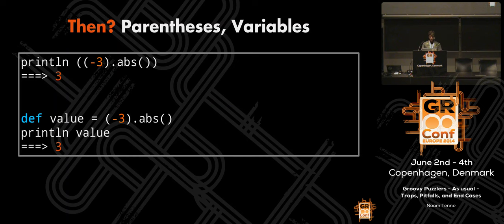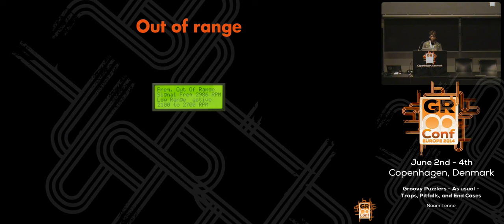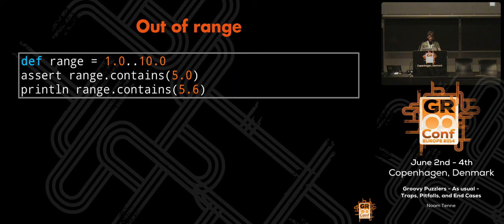Okay. So, next is out of range. I think this is an RPMs, not the RPM packages, I hope. But let's see. Okay, so I've declared here a new range. Take note, it's the decimal range, okay? From 1.0 to 10.0. First, I assert that the range contains 5.0, then I print the result of whether the collection contains 5.6 or not.